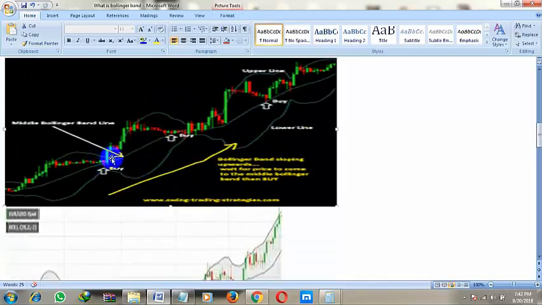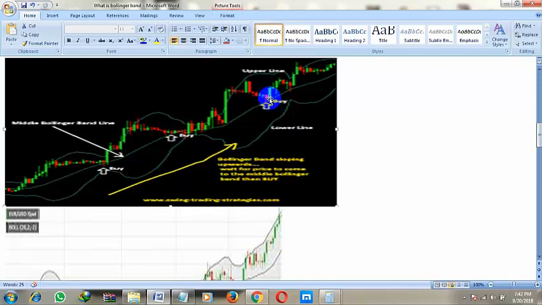Like here, when it hit this middle line, it broke it, but it didn't sustain it, and it bounced back. It hit it again here, and it bounced back. Okay, let me look for a clear example. Exactly here, it hit this line, and it's supposed to break it. But if you had exited here, it would have been a good trade. And a good rule of thumb, that's for conservative traders.